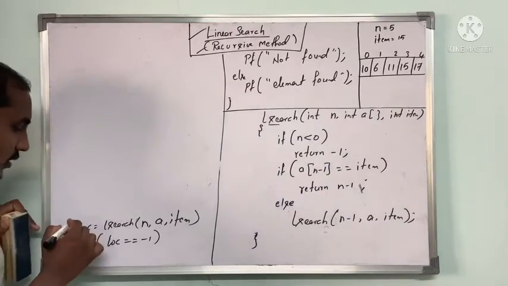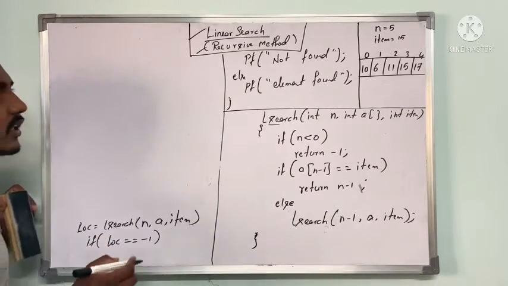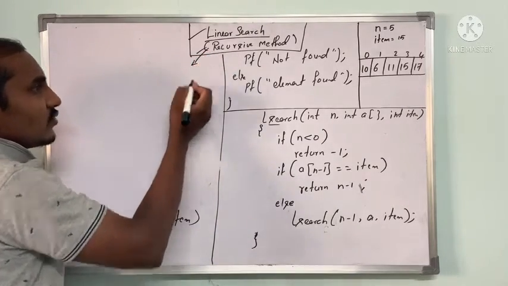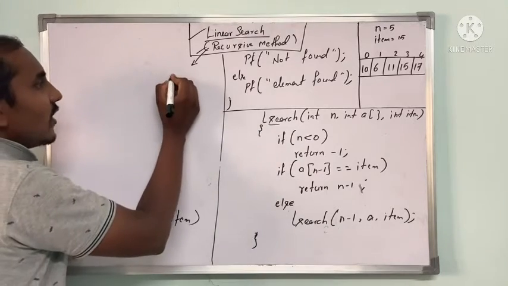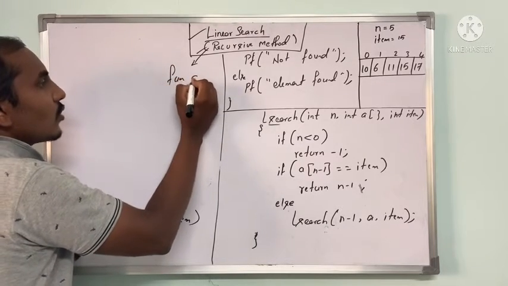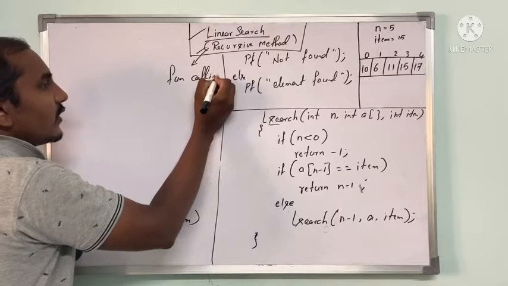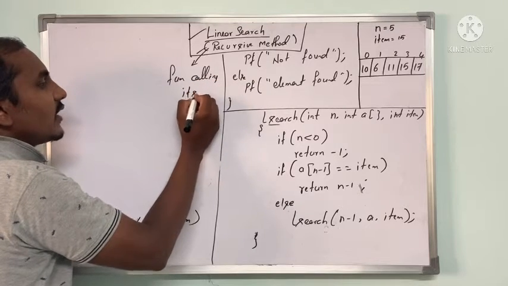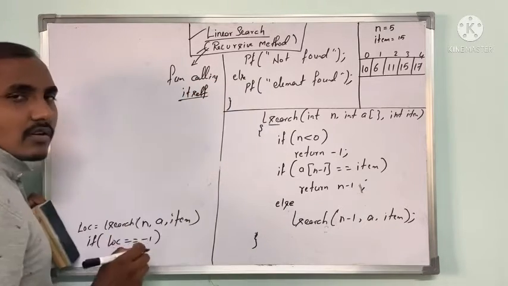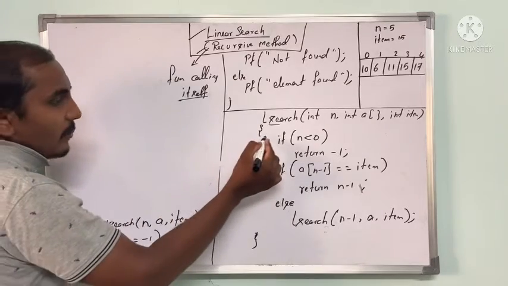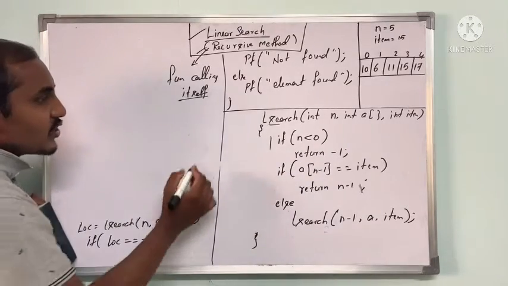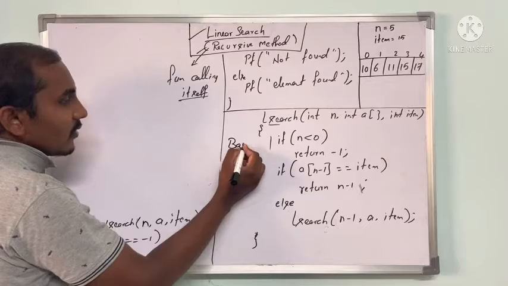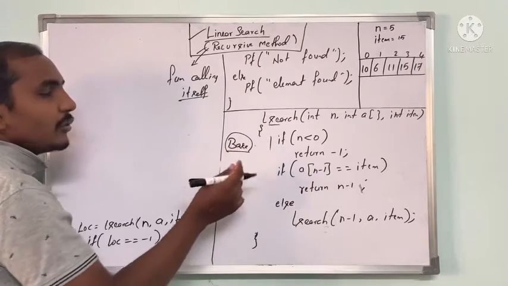Now coming to the recursive method, as you know, a recursive function is any function calling itself. Any function calling itself we consider as a recursive function, which will have a base condition. A base condition is where the linear search function is going to stop.